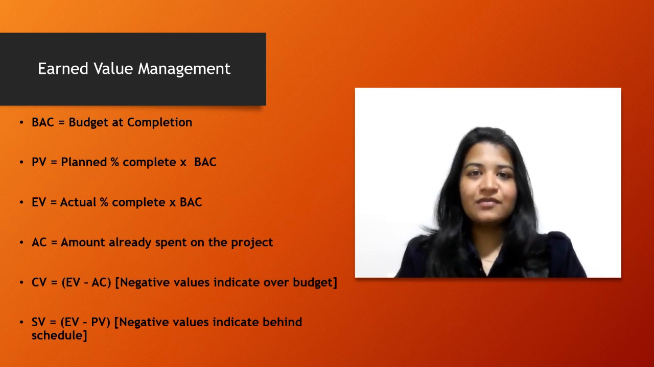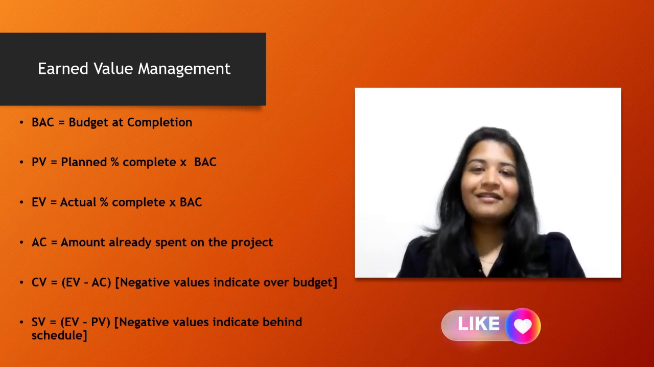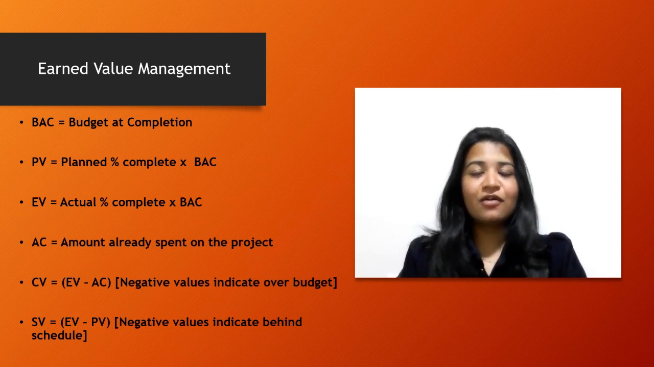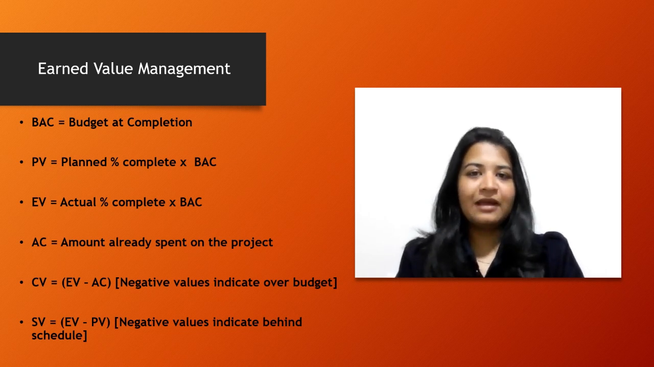Next we have SV, which is nothing but EV minus PV, and like CV, the negative values of SV indicate that the project is behind schedule. So you always have to make sure that SV values are positive, indicating that the project is ahead of schedule or it is going as per the plan.